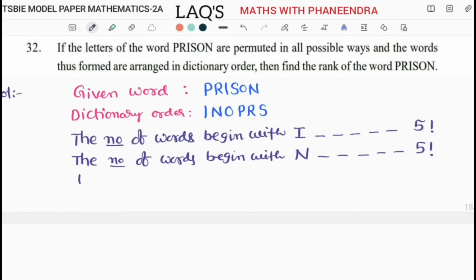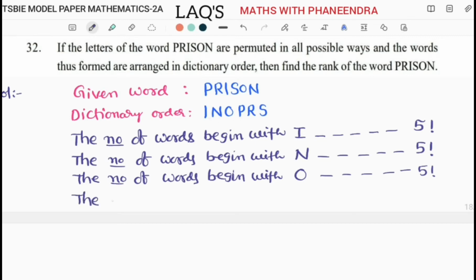Next, the number of words which begin with O. So these 5 places can be done in 5 factorial ways. After that, the number of words which begin with P, you can fix it and again start with PI, PN, PO.